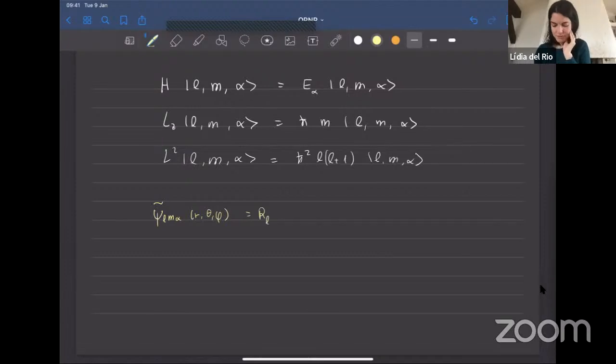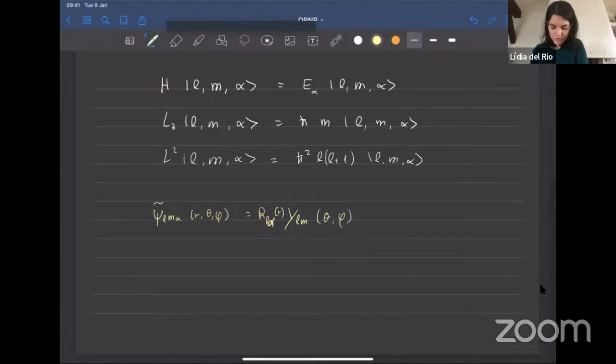R, we saw, does not depend on m. We saw this last time, right? Because when we act with ladder operators, it doesn't change this function, but it can depend on l and this unknown thing alpha. And then we have this thing. So this is on R.